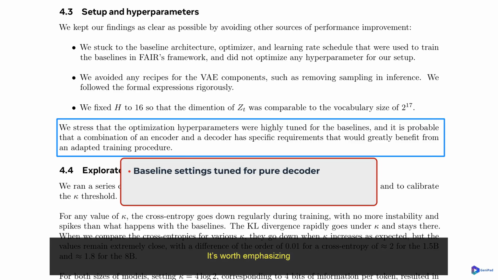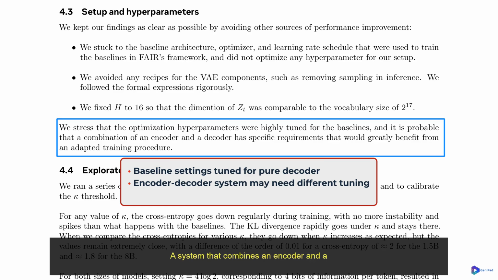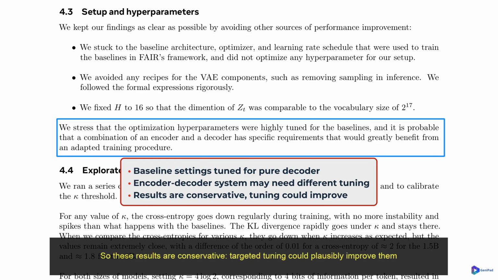It's worth emphasizing that the baseline's optimization settings were highly tuned for a pure decoder. A system that combines an encoder and a decoder may benefit from different schedules or regularization. So these results are conservative. Targeted tuning could plausibly improve them further.